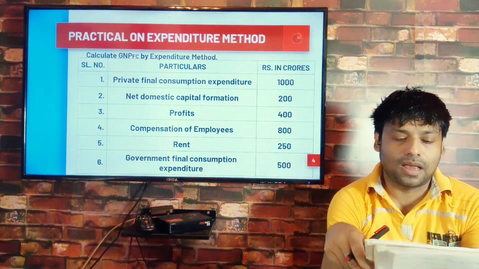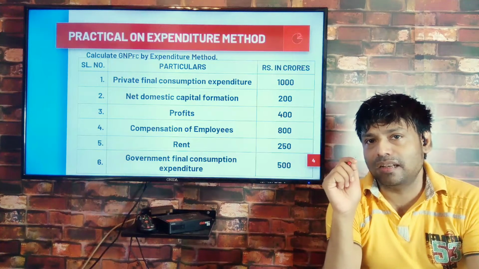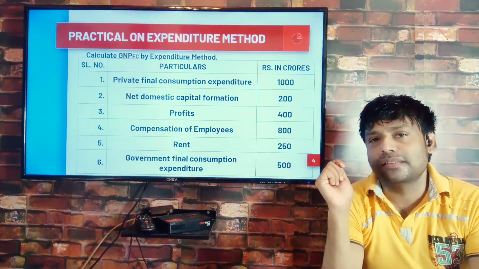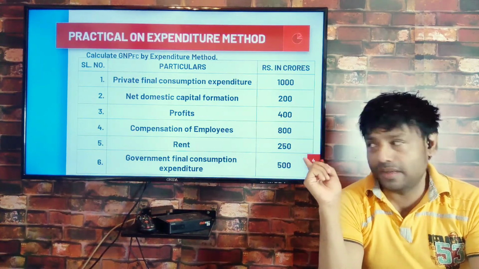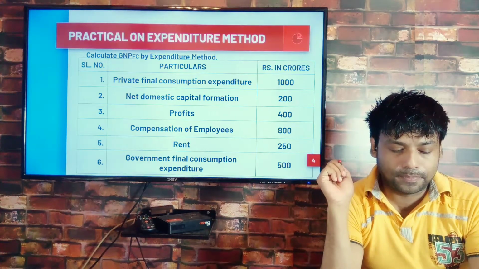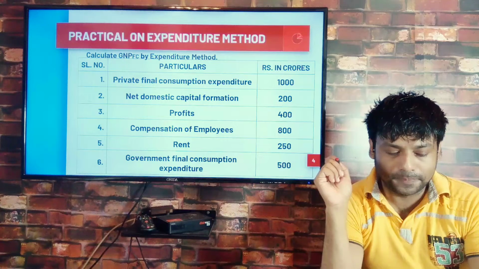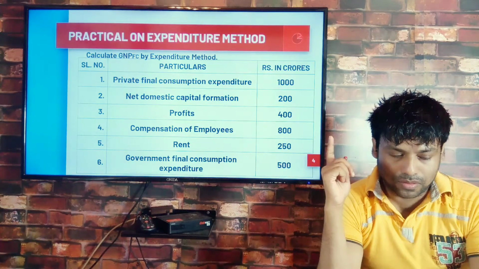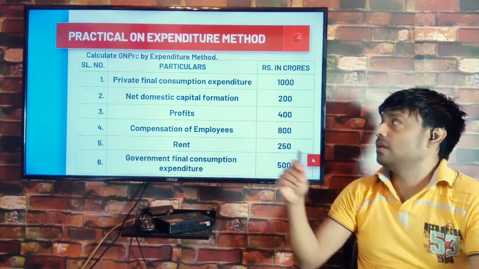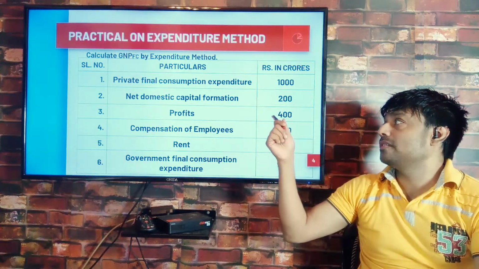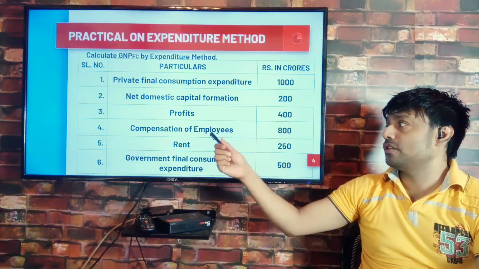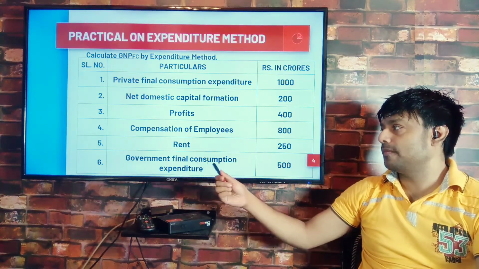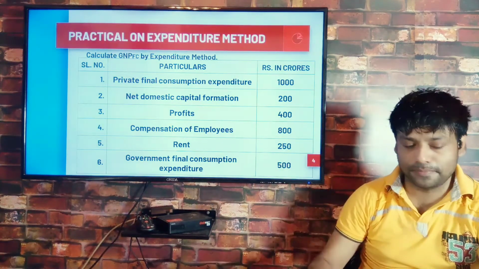In this slide, I am giving you a practical on the expenditure method so that practically you can understand the concept. Here you can see that private final consumption expenditure is rupees 1000. Net domestic capital formation is 200. Profits 400 crores. Compensation of employees 800. Rent 250. Government final consumption expenditure 500.